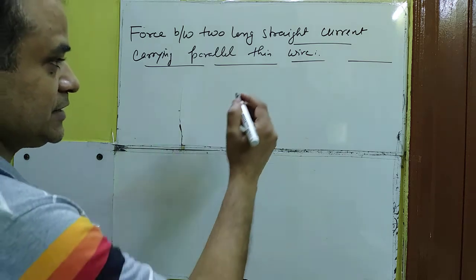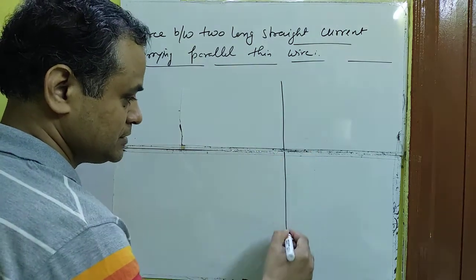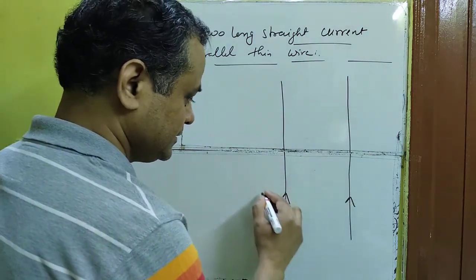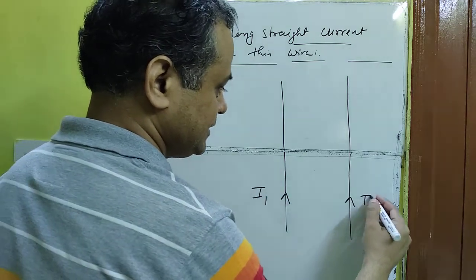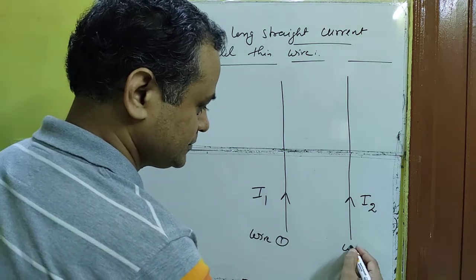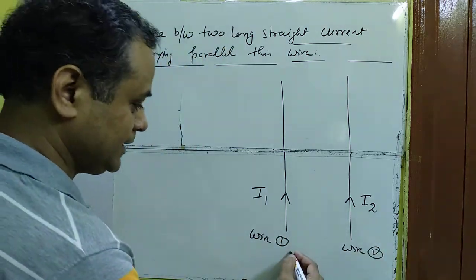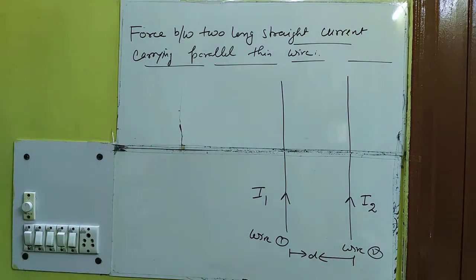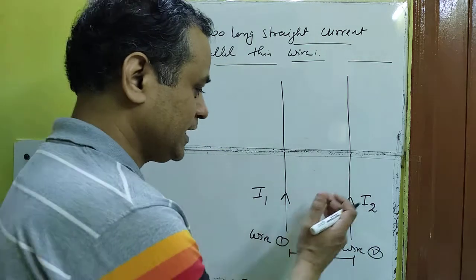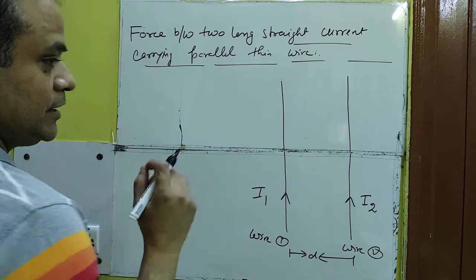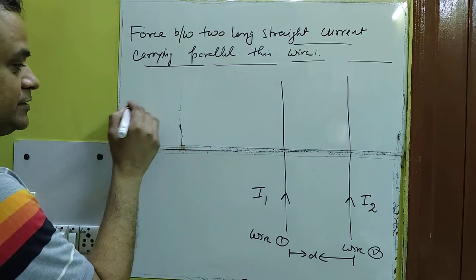So for that purpose I make a diagram here. Suppose that there are two long, thin wires carrying current I1 and I2. This one is wire 1 and this one is wire 2, and their separation is small d. We are assuming that. So what we need to find is how much force is acting between them. Before starting this topic, we must know some previous topic recapitulation.